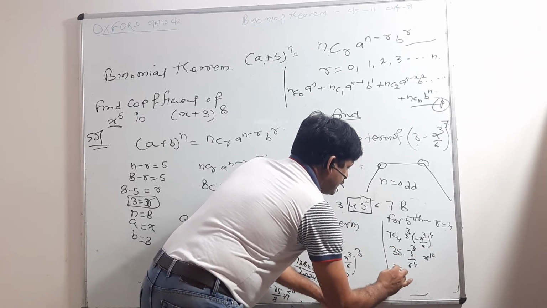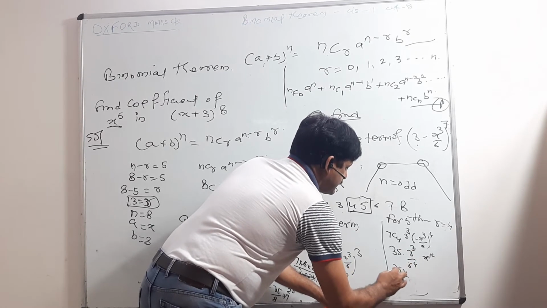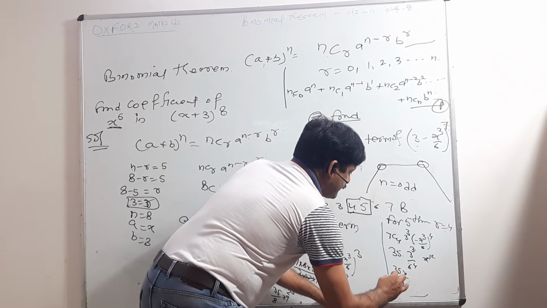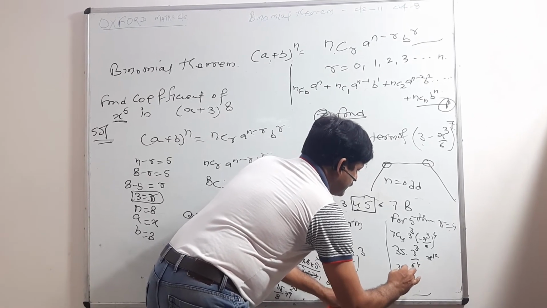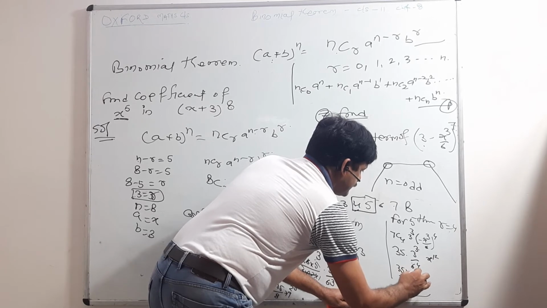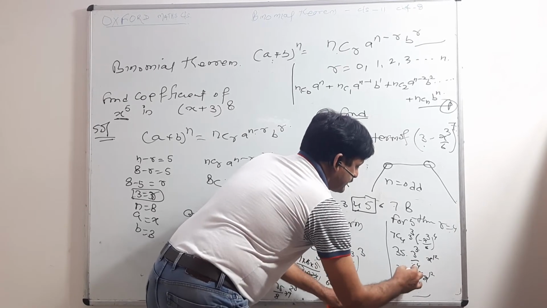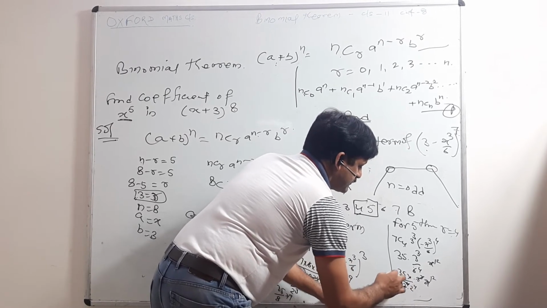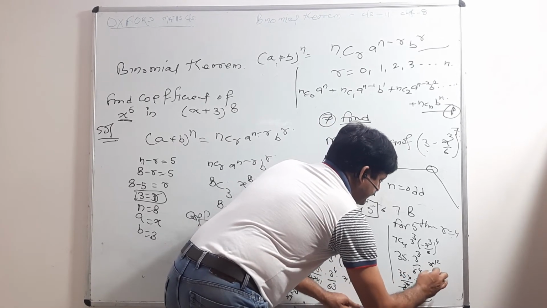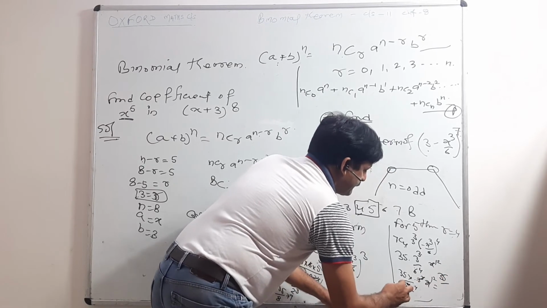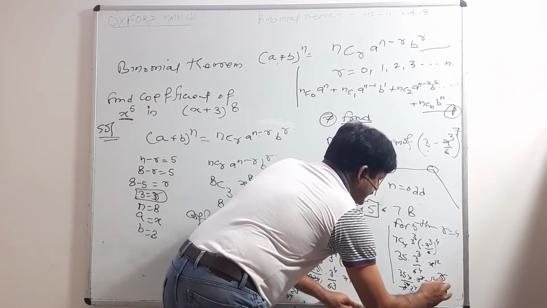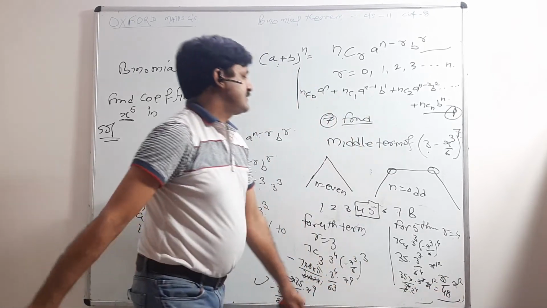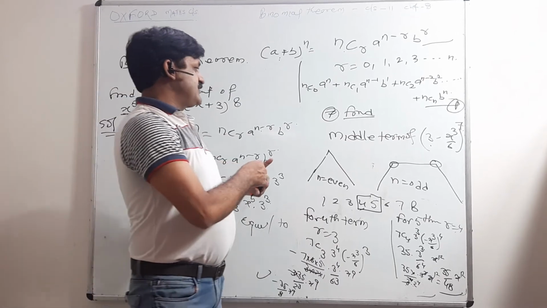35 into 3 to the power 4 into 2 to the power 4 into 3 to the power 3 into x to the power 12. 3 to the power 3 cancels, 3 remains here, so you get 35 upon 16 into 48, into x to the power 12. That is the answer. These are the two middle terms of this expansion.